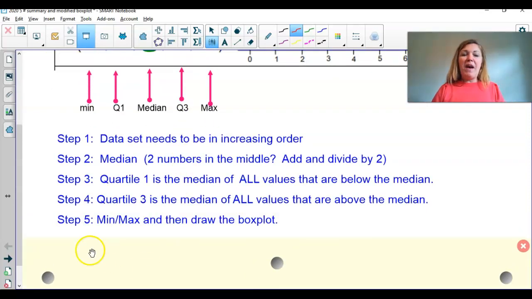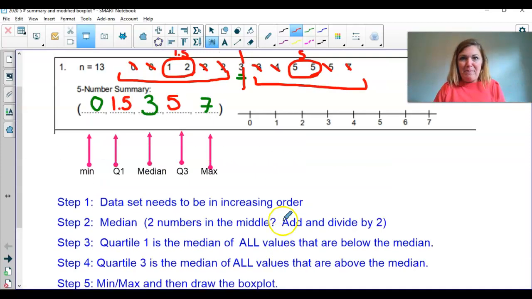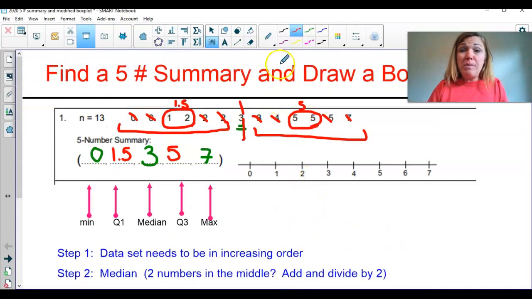And then step 5, we're going to put the min and the max in, which we did already, and we're going to draw our box plot. So you've learned how to do a box plot before. What we do is we have our number line. Always look at the min and look at the max, and see what we should scale our number line by. So I'm going from 0 to 7, and I'm going to scale by ones.